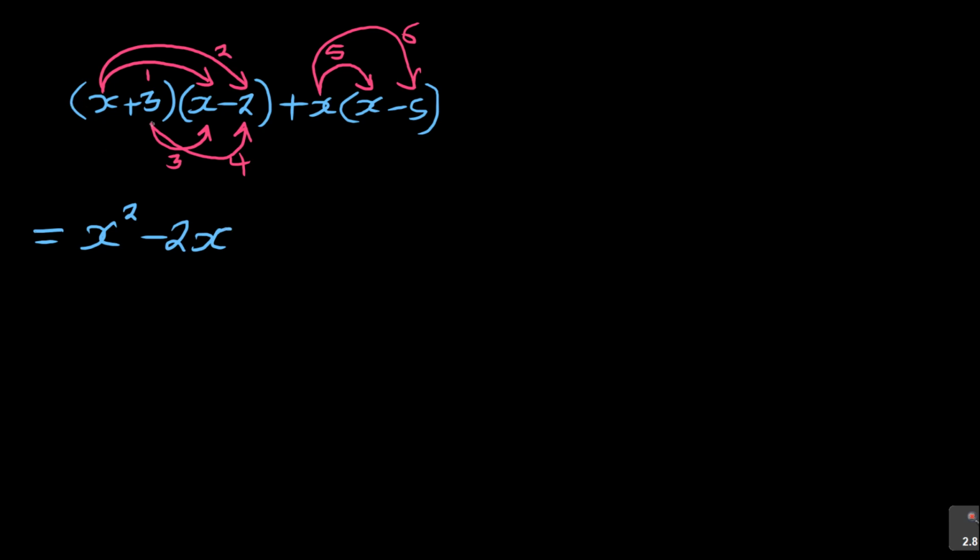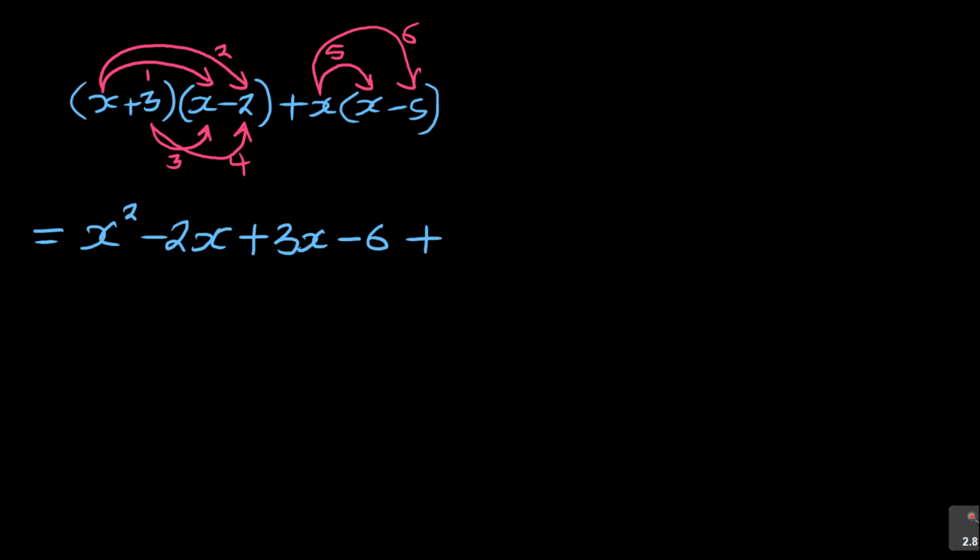Now number 3, 3 times x. Now look at it, it's plus 3x. And then 3 times negative 2. You can take a calculator. A positive and a negative when you're multiplying is a negative. So it's negative 6, not 5. 3 times 2 is 6.